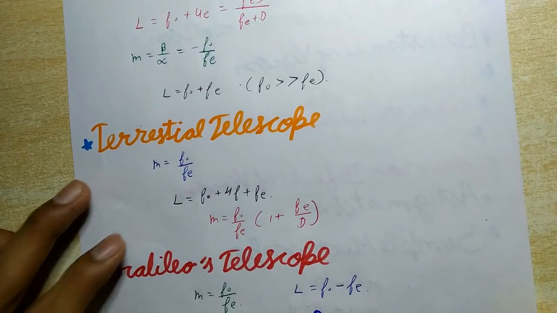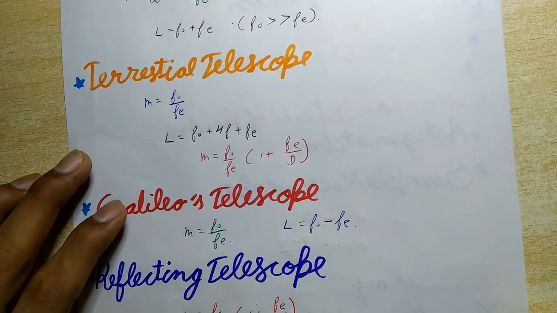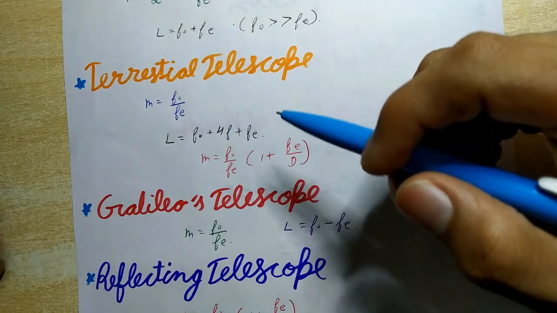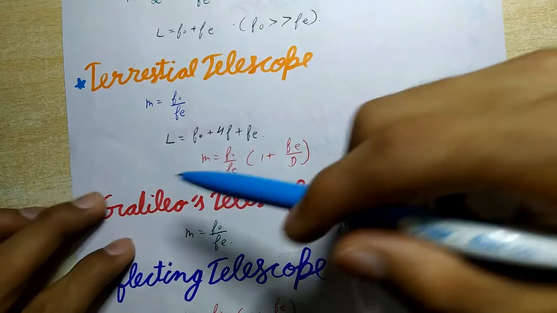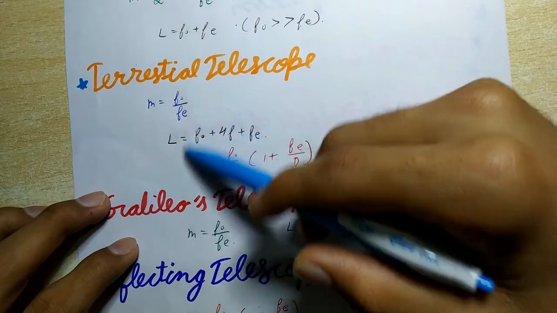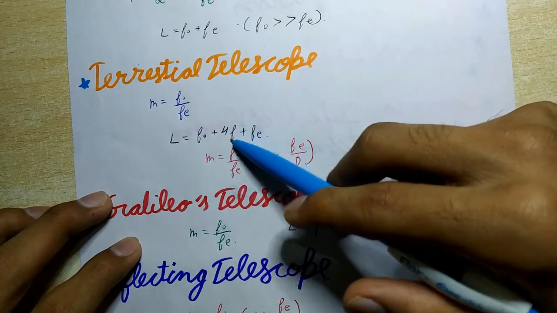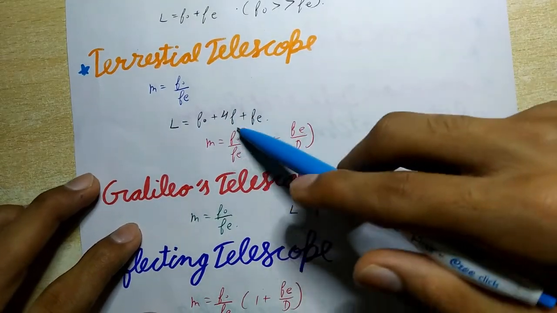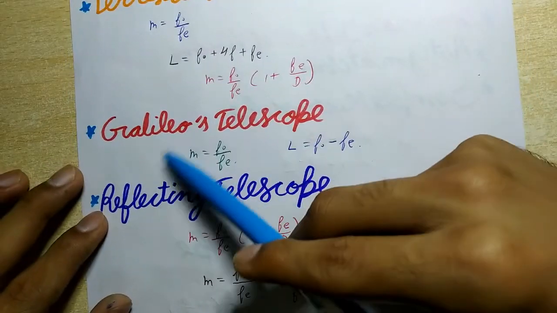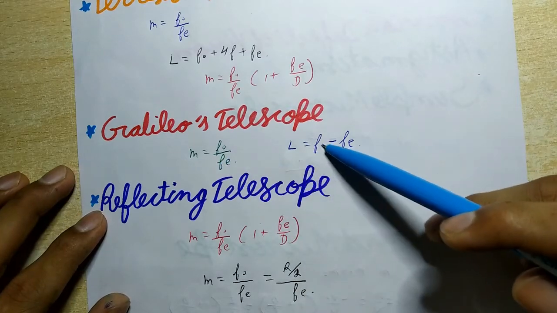So now next is terrestrial telescope, which is used on the earth for seeing faraway objects. m = f0/fe, and L = f0 + 4f + fe, and m = f0/fe (1 + fe/d). Next is Galileo's telescope. m = f0/fe, L = f0 - fe.